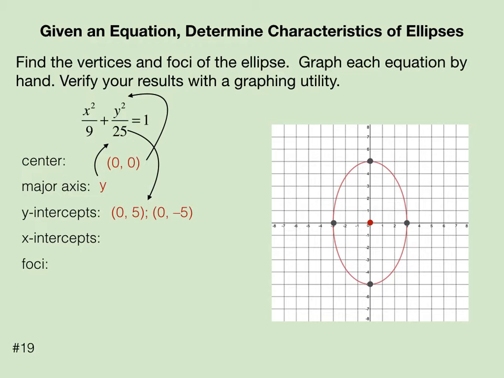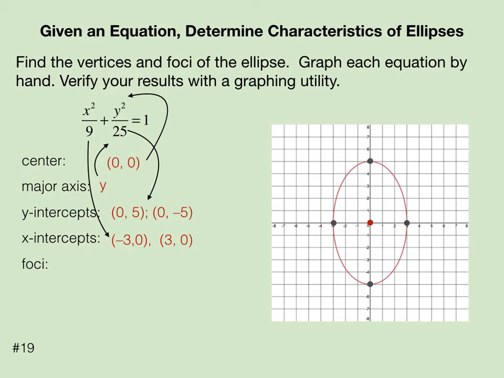For my x-intercepts, I can see them on the graph as 3 and negative 3. How I can get that from my equation is to take the square root of b squared in this case. The square root of 9 is 3. And I'm going to go 3 to the left and 3 to the right of my center. So I get negative 3, 0, and 3, 0.